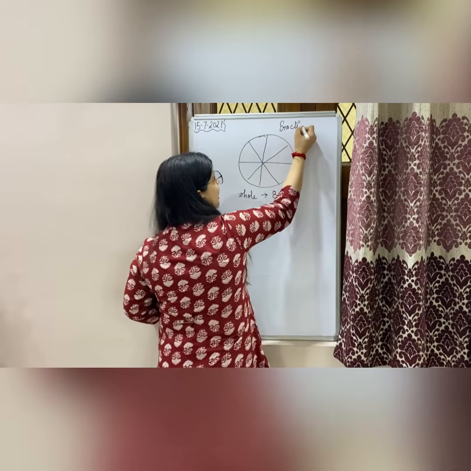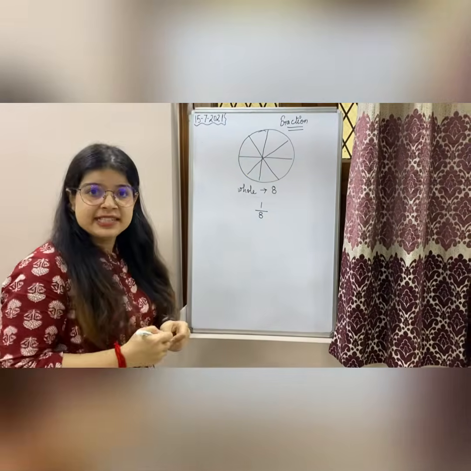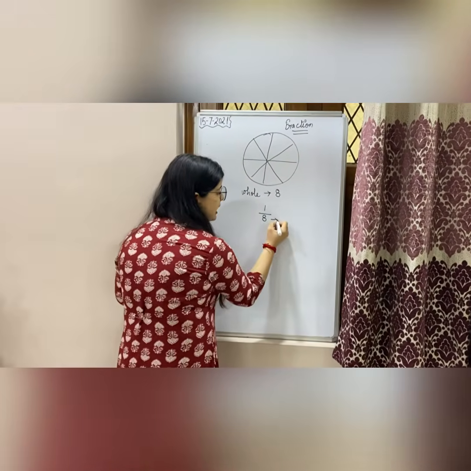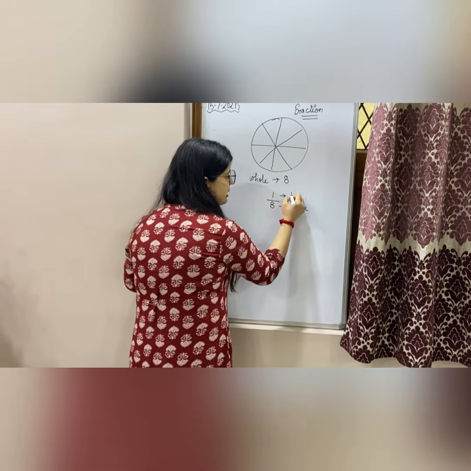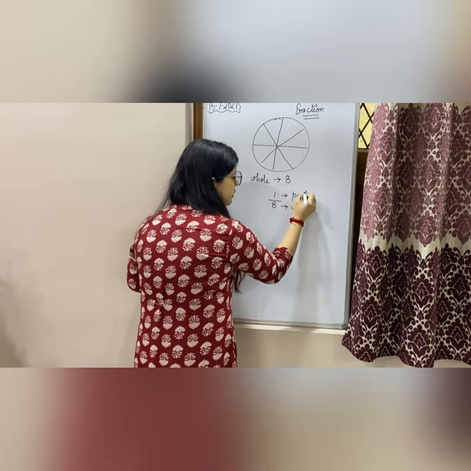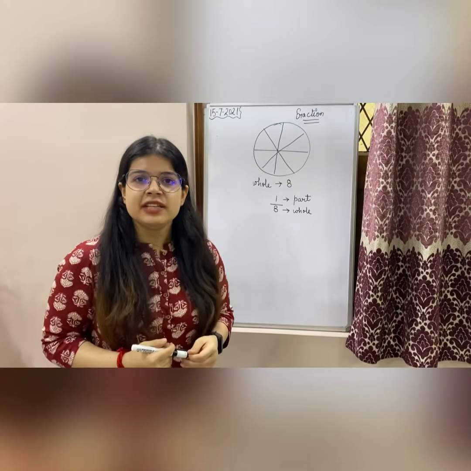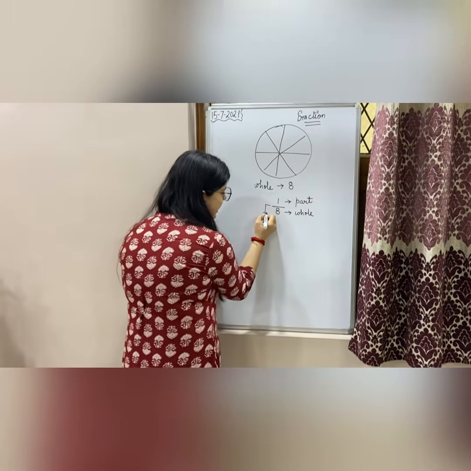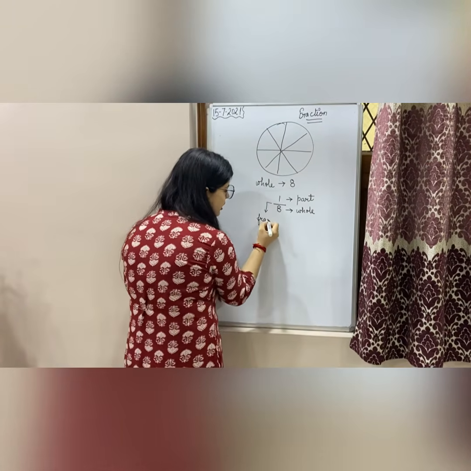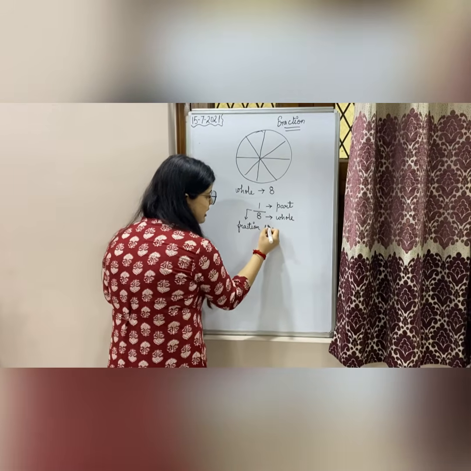So when we have to show the number in fraction, we write it like this. Whole always comes in your denominator and the part comes in your numerator. So the numerator is the above part and the denominator is the below part. Alright, and this line is known as your fraction line.